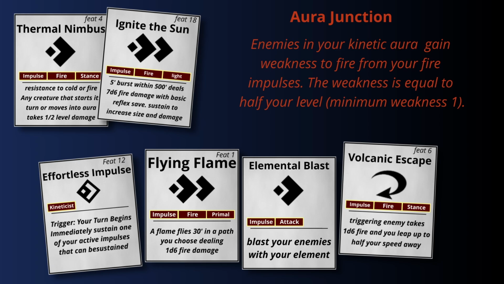5, if the monster damages me, I use my volcanic escape reaction to give them a handful of D8 damage plus the weakness. And 6, at the end of the monster's turn, if they have persistent fire damage, they take the fire damage and that weakness triggers again. I could get that weakness to trigger 6 times in a round.